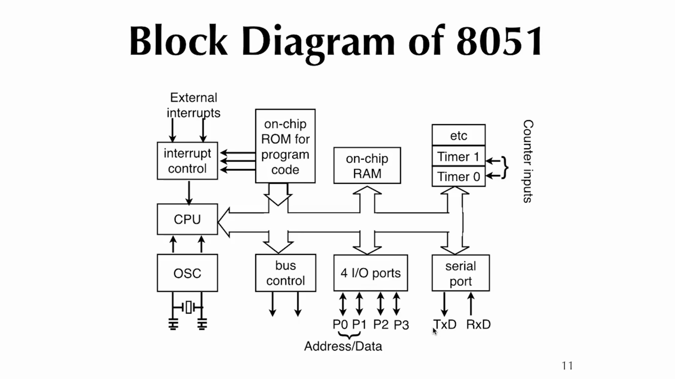This supports full duplex, so that means simultaneously two-way. Now there's also timers. There are two timers: timer 0, timer 1, and then there's on-chip RAM, on-chip ROM, or program code interrupt control. Okay, you gotta have at least this concept, and we'll be using different parts over time.